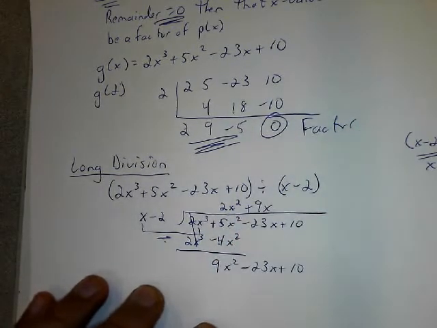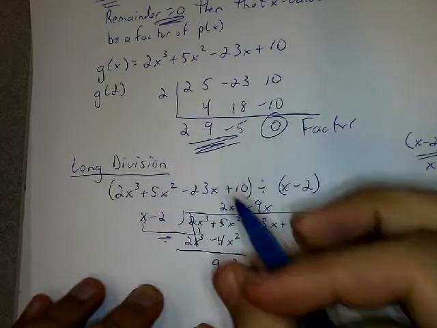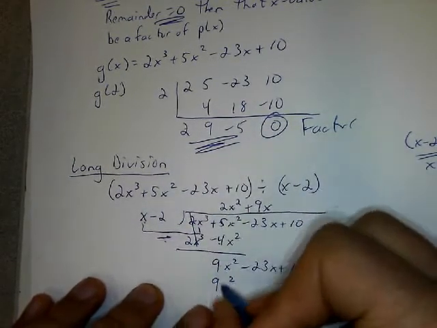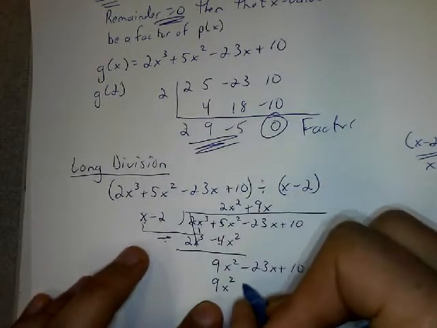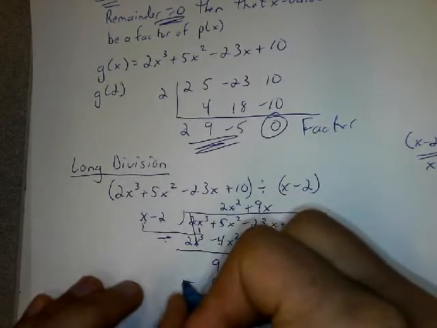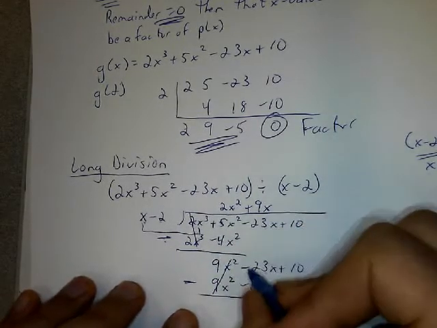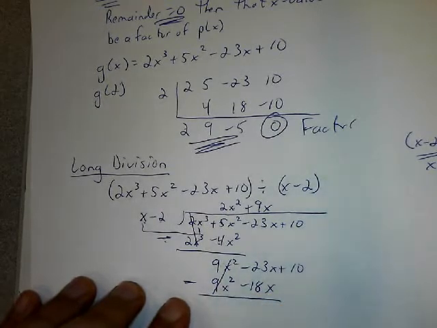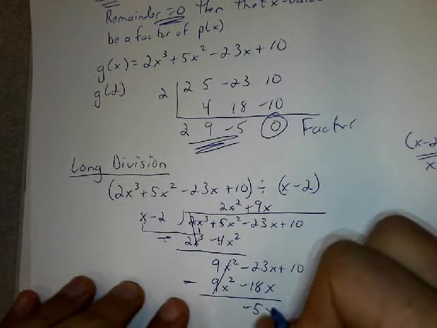9 times x is 9x. x times x is x squared. Again, notice they're going to cancel. 9 times negative 2 is negative 18x. And again, we're going to subtract. Those cancel. Negative 23x minus negative 18x gives us negative 5x.